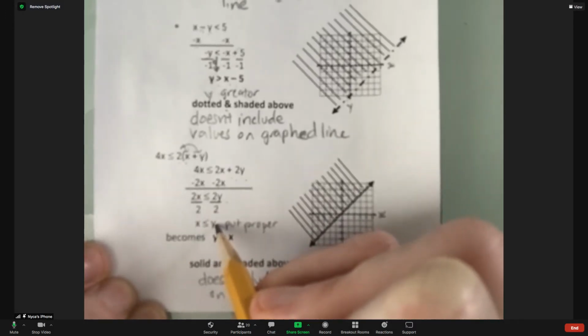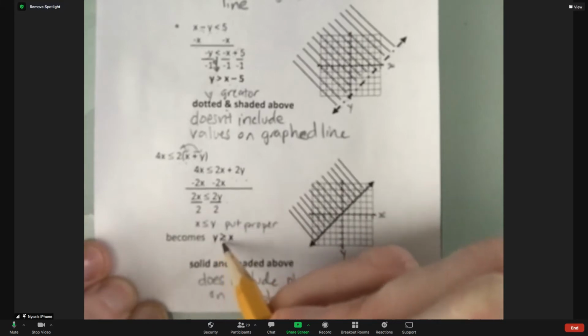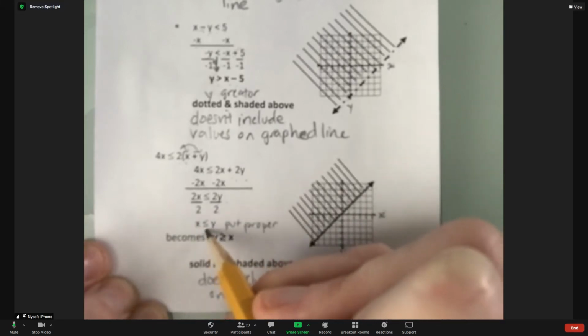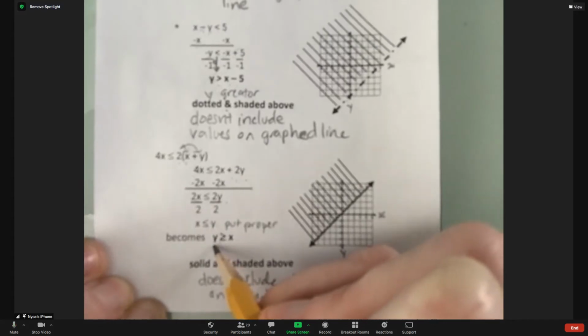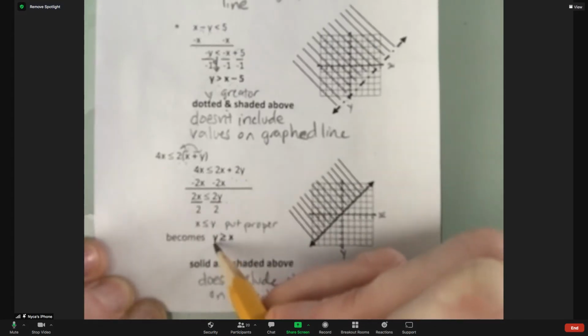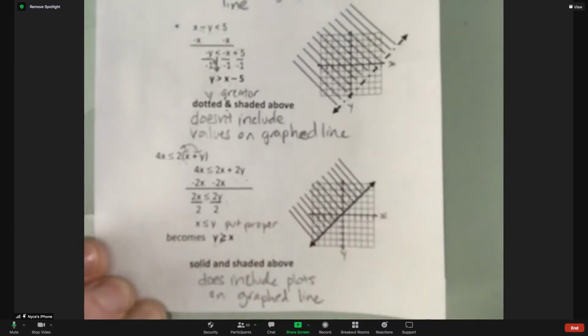Well, that's not properly written, so I'm just going to reverse it and put it proper. Make sure your sign is open to the y. So when you rewrite it, it's still open to the y. Now what does that mean? y is greater. That means I'm going to shade above, and since it has the equal to, it's also going to be a solid line.